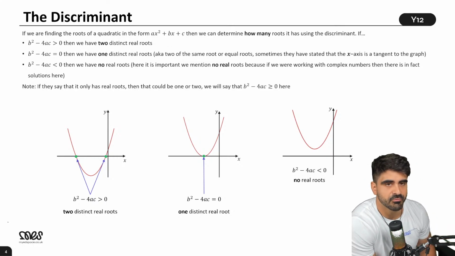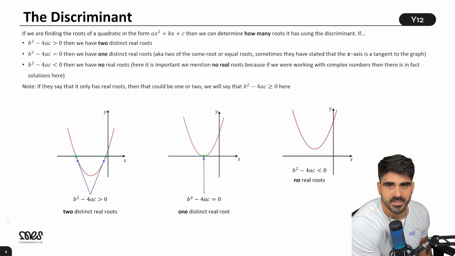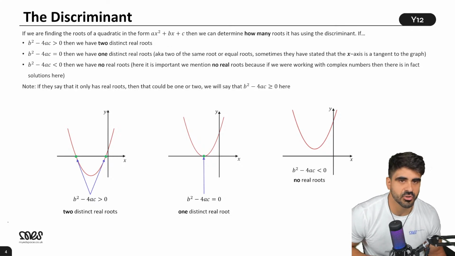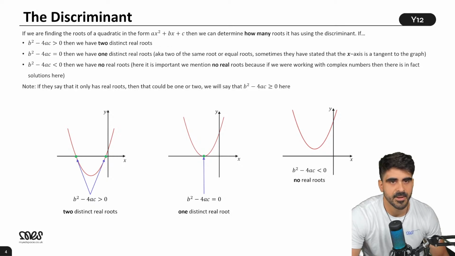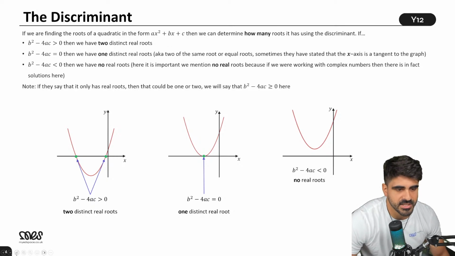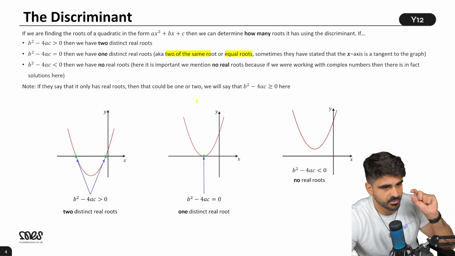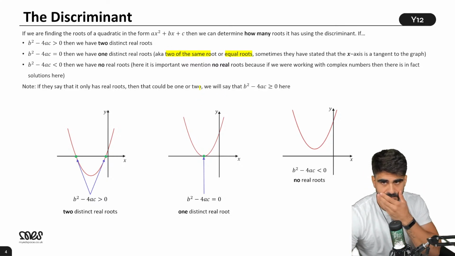So if we're finding the roots of a quadratic in the form ax squared plus bx plus c, then we can determine how many roots it has by using the discriminant. So if the discriminant is positive, like you guys said, then we have 2 distinct real roots. If it's equal to 0, then we have 1 distinct real root. Now another way you could say this, guys, is 2 of the same root, or equal roots. Remember we had x is 6 and x is 6.